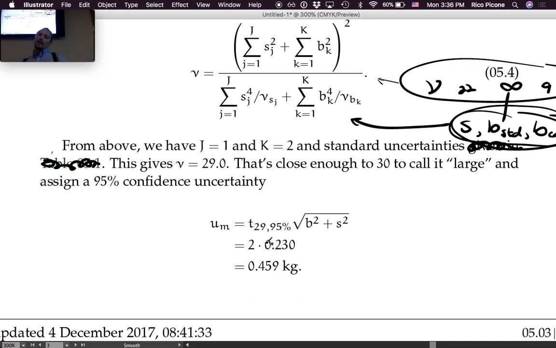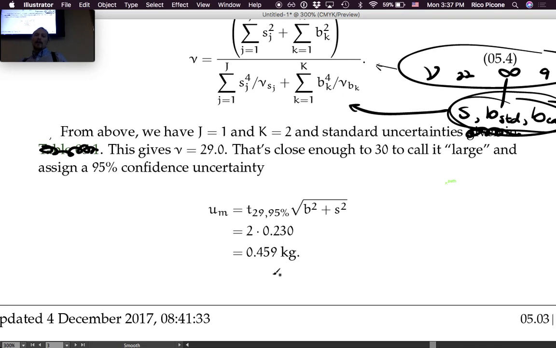You could look it up if you want, but if you did a t-value instead of a z-value, it would be very, very close to 2. So you multiply that by this combined standard uncertainty, and you get 0.459 kilograms.